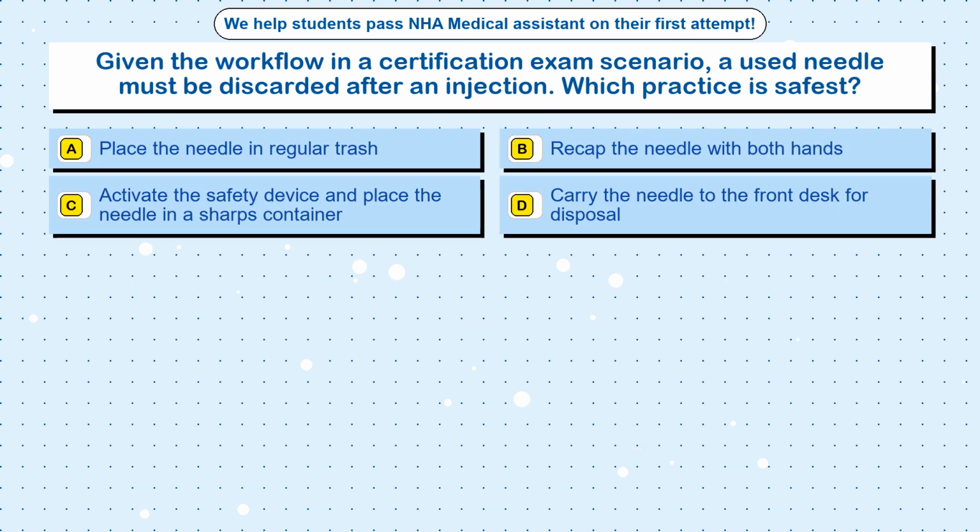Question 93. Given the workflow in a certification exam scenario, a used needle must be discarded after an injection.